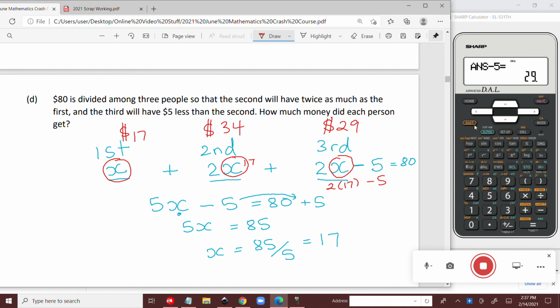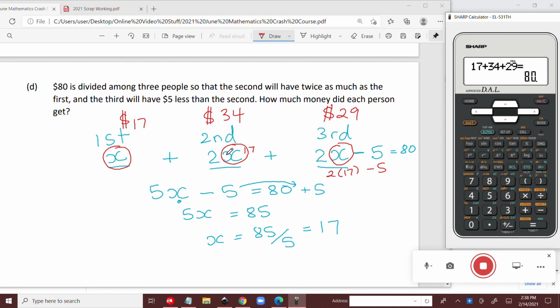Let's add up all the answers and see if we get back the 80. 17 plus 34 plus 29. Hey, we got back the 80 flat. Great, so that was a worded question.